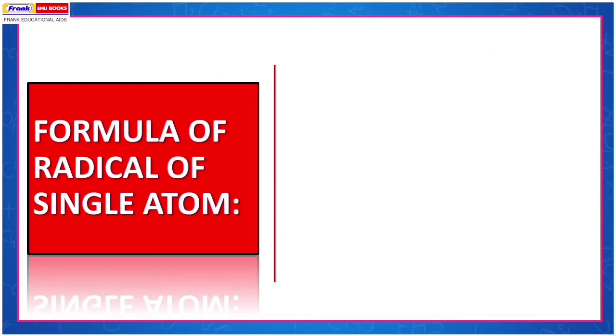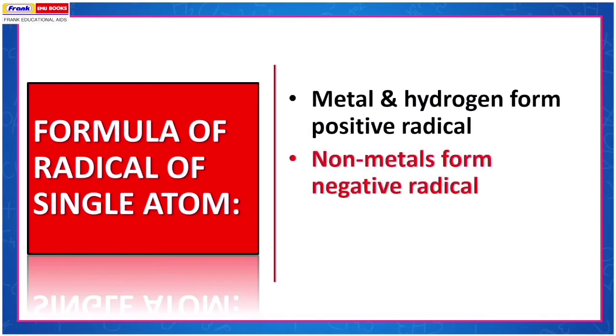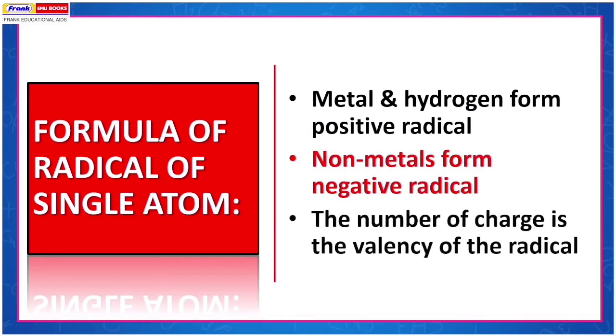Formula of a radical of a single atom. Metals and hydrogen form positive radicals. Nonmetals form negative radicals. The number of charge is the valency of the radical.